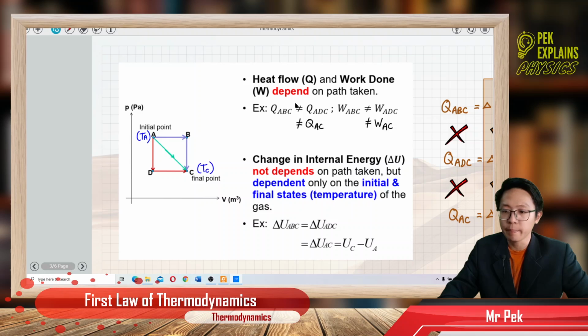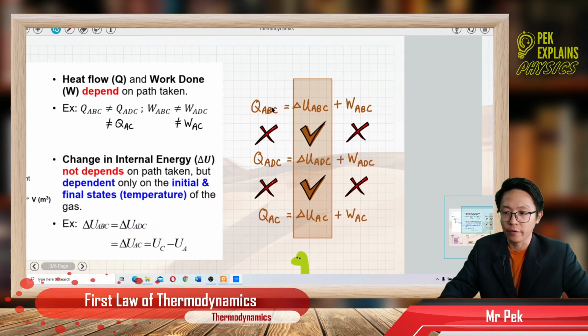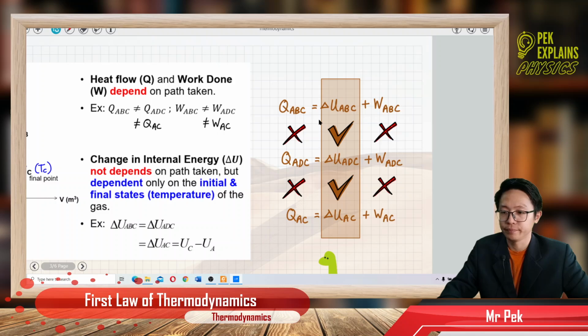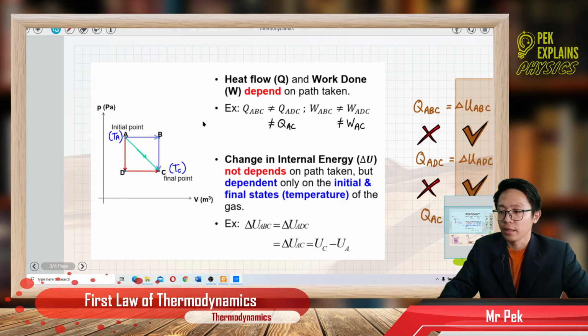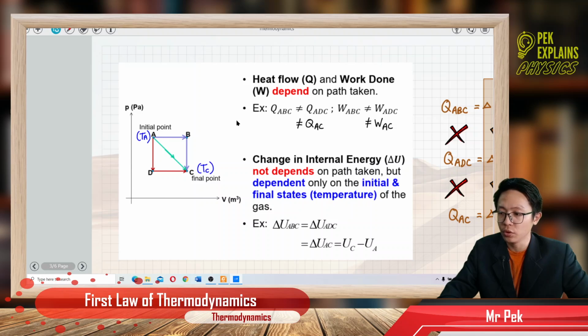So, is the value the same? I mean, for these three, we have Q, delta U, and W. Is the heat flow from A to B to C, the first path, the purple path, Q ABC, equal to Q ADC? Is it equal also to Q A to C directly? No, they are not equal. For these three paths, the heat flow is not equal.